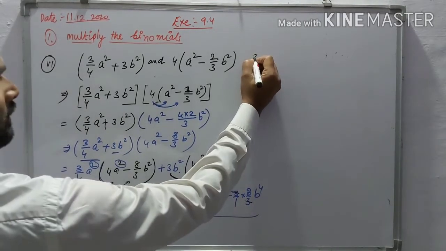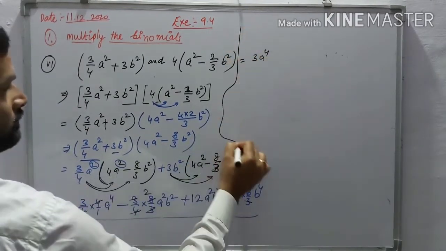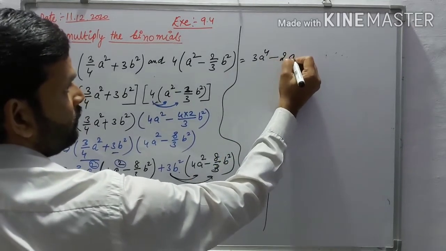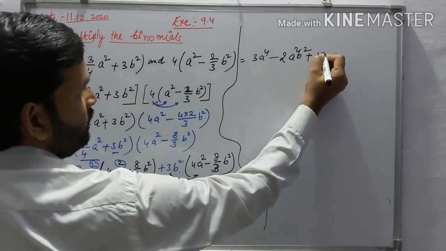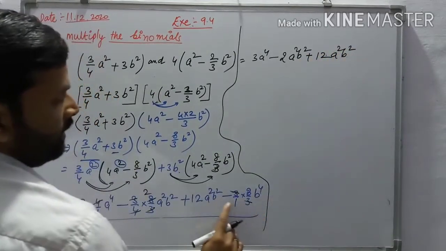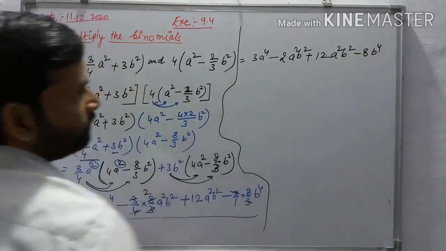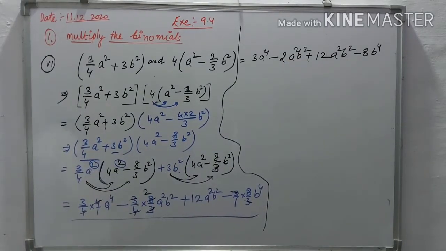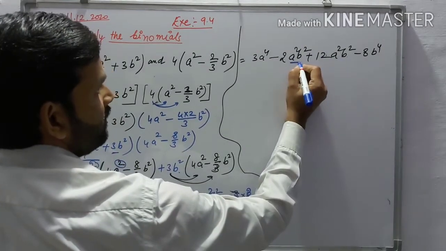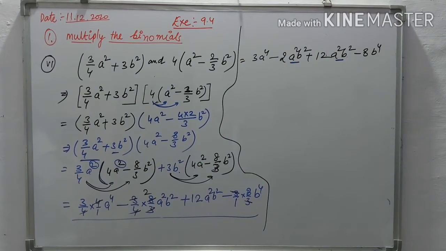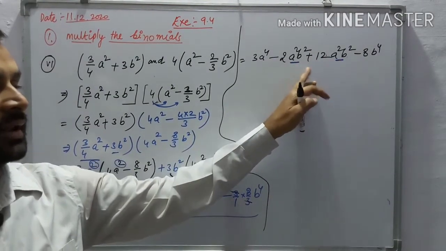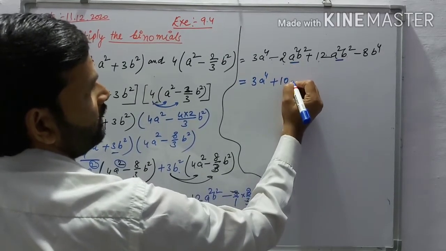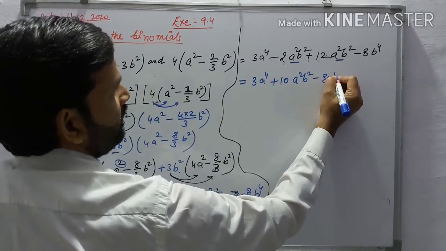So finally the answer is 3 a power 4 minus 2 a square b square plus 12 a square b square and minus 8 b power 4. Here 3 a power 4 minus 2 a square b square and plus 12 a square b square, here 8 b square, the value of a square b square is the same. So that means minus 2 a square b square plus 12 a square b square are like terms. So we solve: 3 a power 4, plus minus, 12 minus 2 is 10, a square b square minus 8 b power 4.